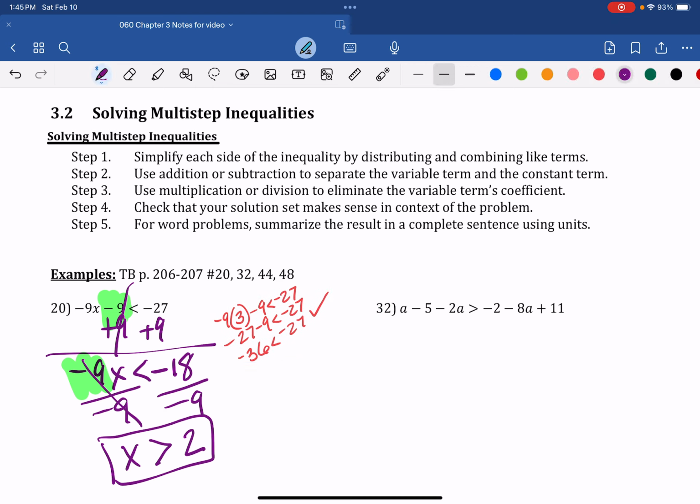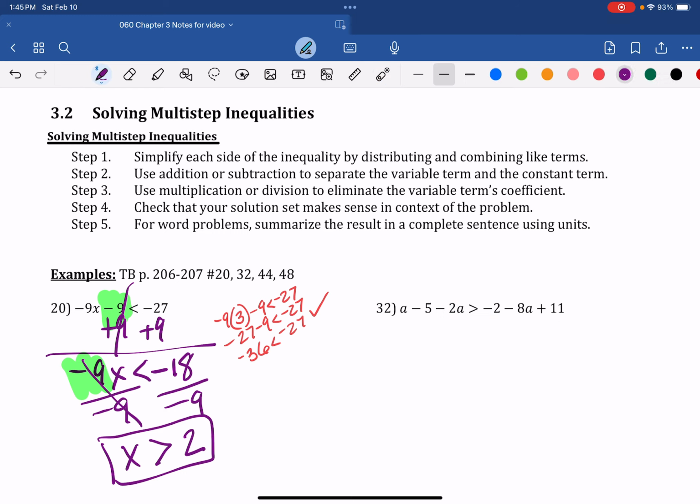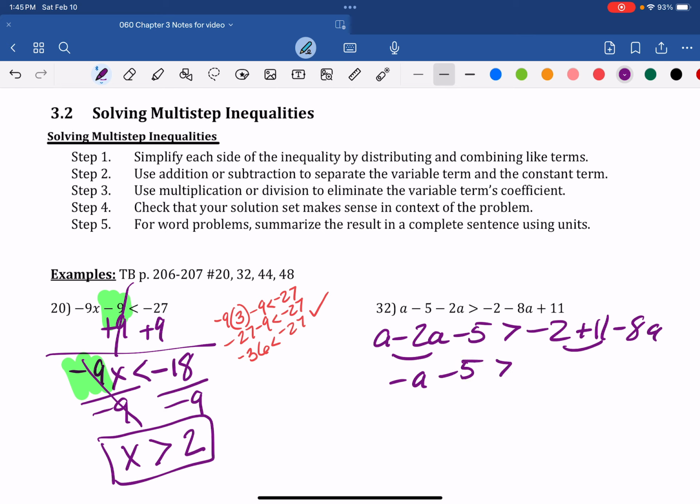So let's look at this other example here on the right. Step 1 says to simplify. We actually do need to simplify this time because on the left side we have 2 variable terms and on the right side we have 2 constant terms. So we're going to start by using our properties of equality and do some simplifying here to get one set of each of them on each side.